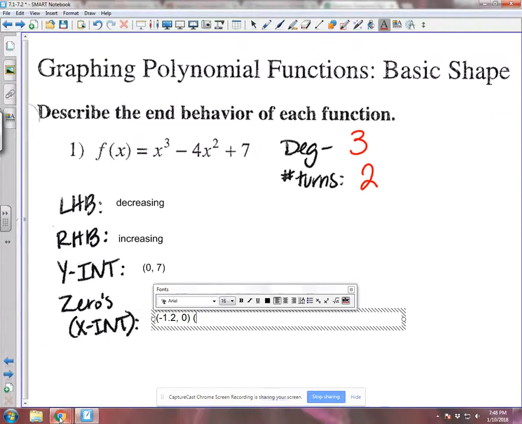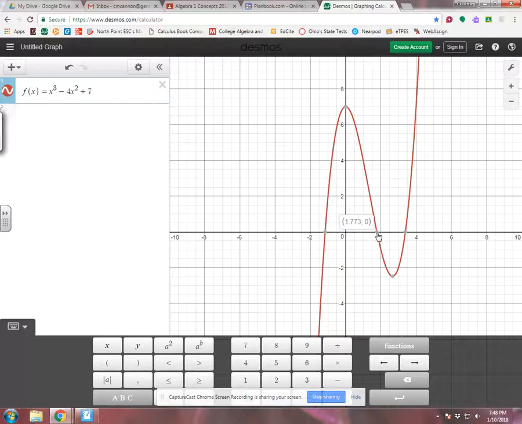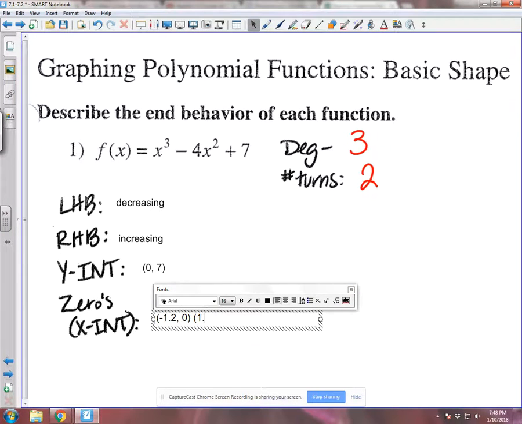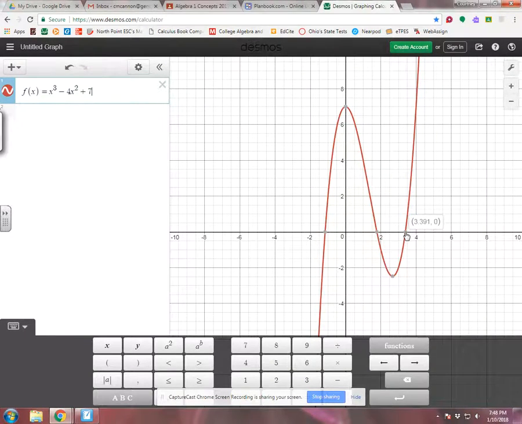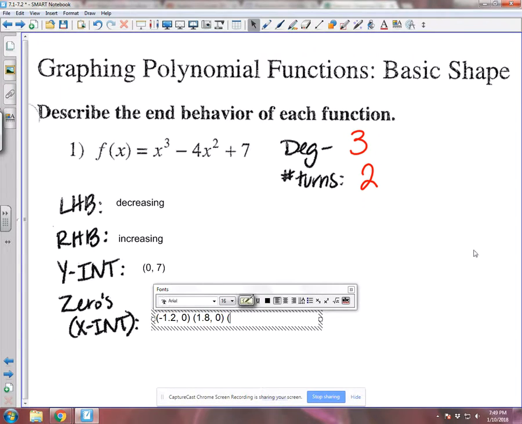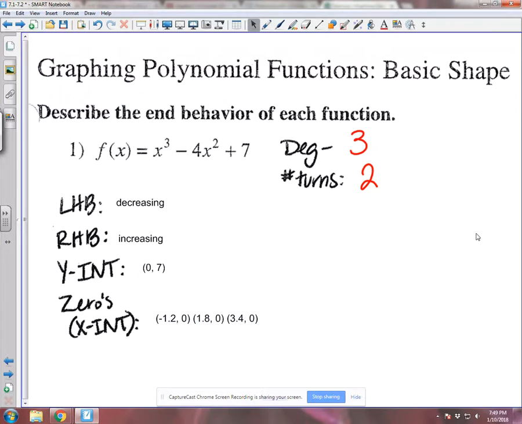The next one is 1.8 comma 0. And the last one is right here, 3.4 comma 0. And that's the information that I am asking of you for all of these questions. Okay, so that's all I need from you for number 1.